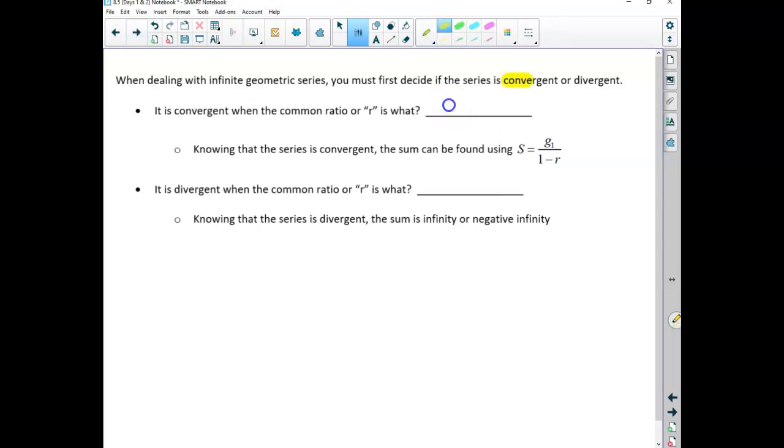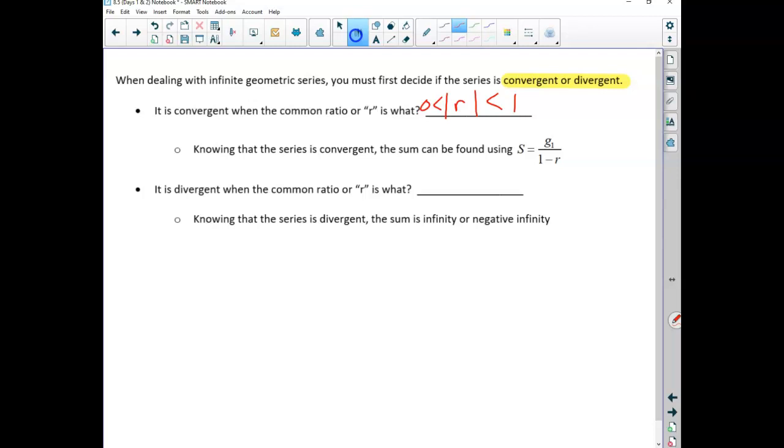Well, this is really a pretty big deal, especially if I'm trying to find a sum, because if it's convergent, I know it's convergent because the absolute value of r is going to be less than, what's it going to be less than? It's going to be less than 1. That means the absolute value of your common ratio is going to be a fraction, bigger than 0 but less than 1. It's going to be sandwiched somewhere between 0 and 1. And that's how we're going to put it.